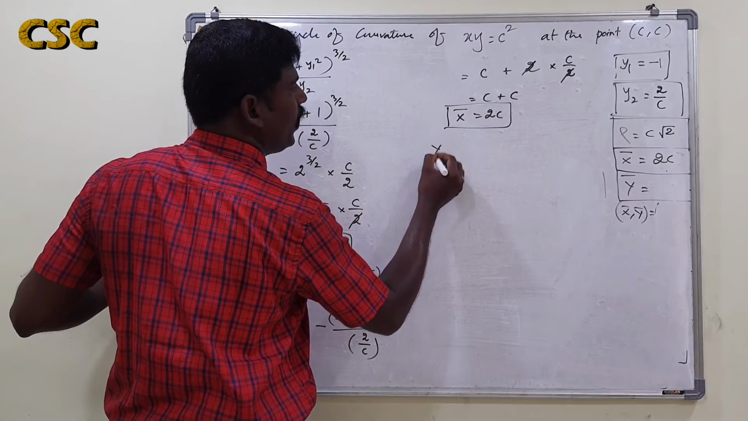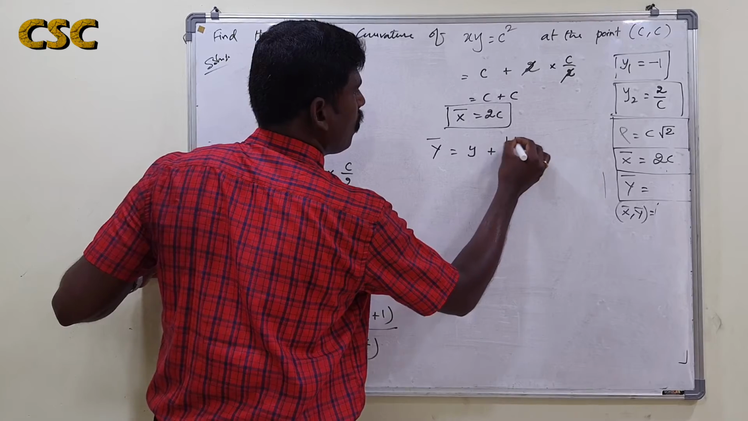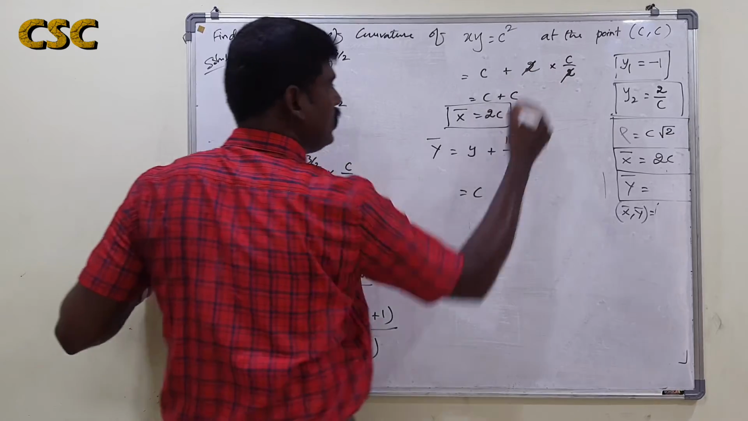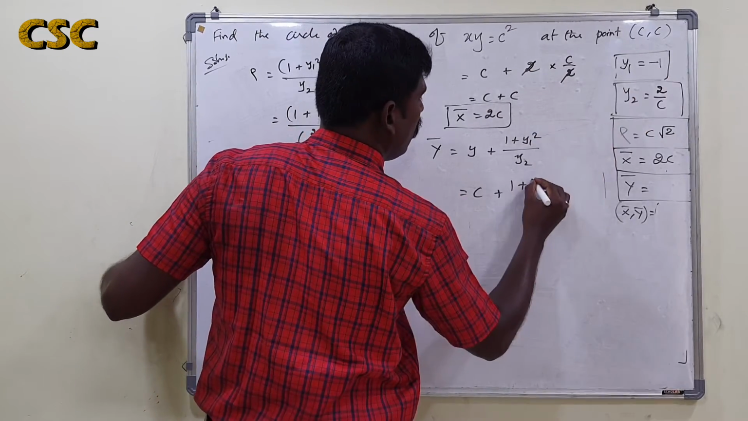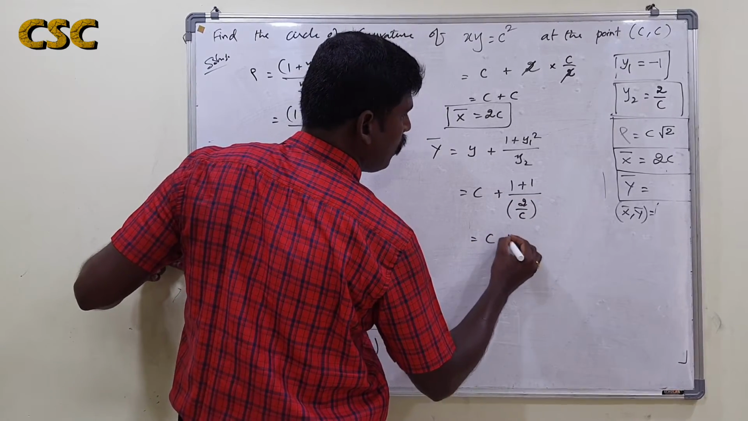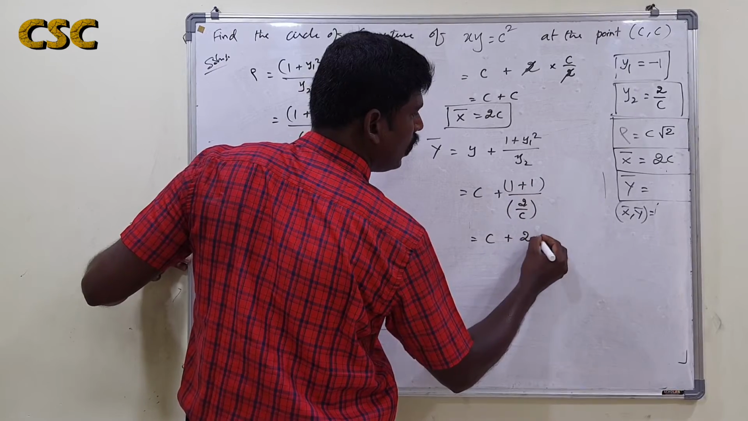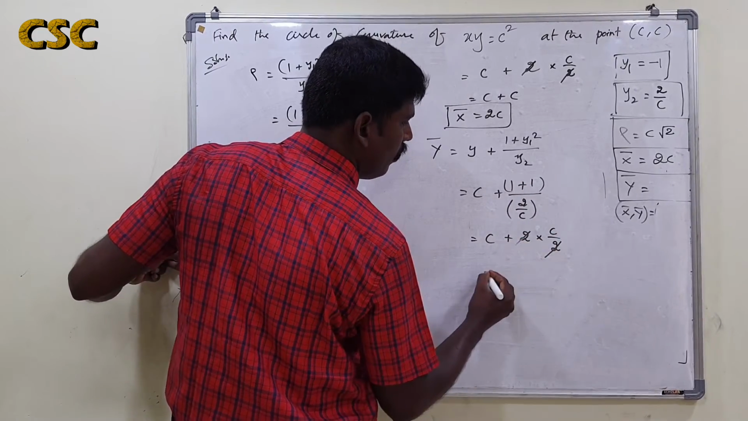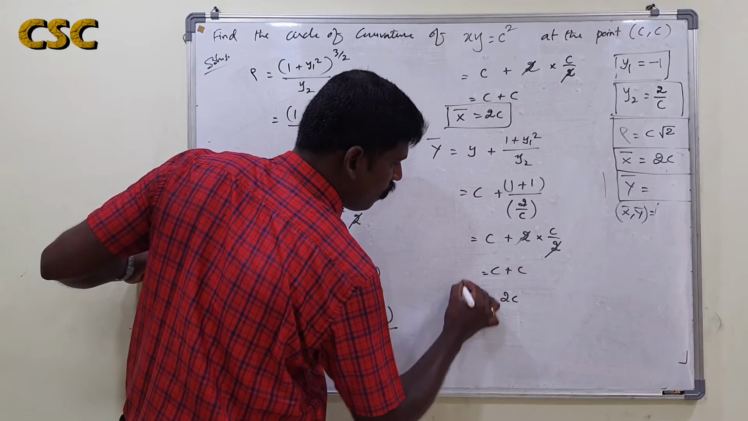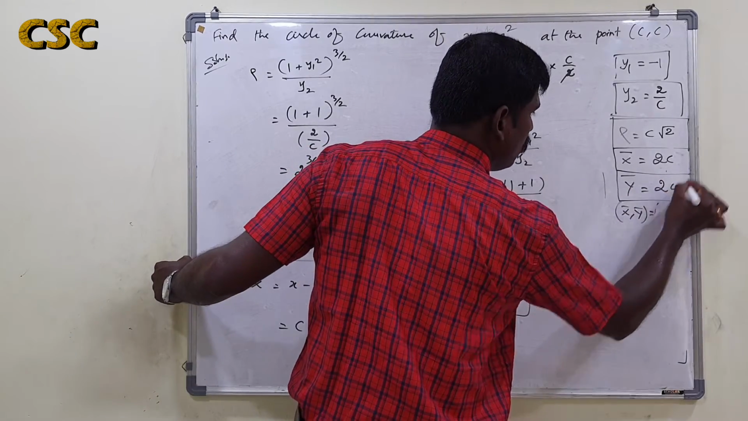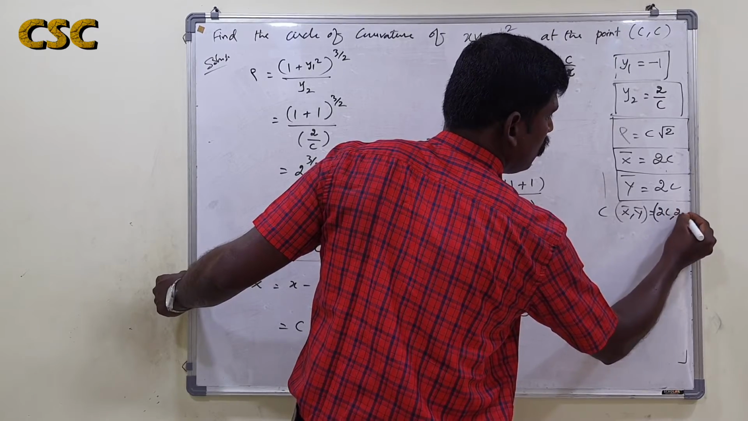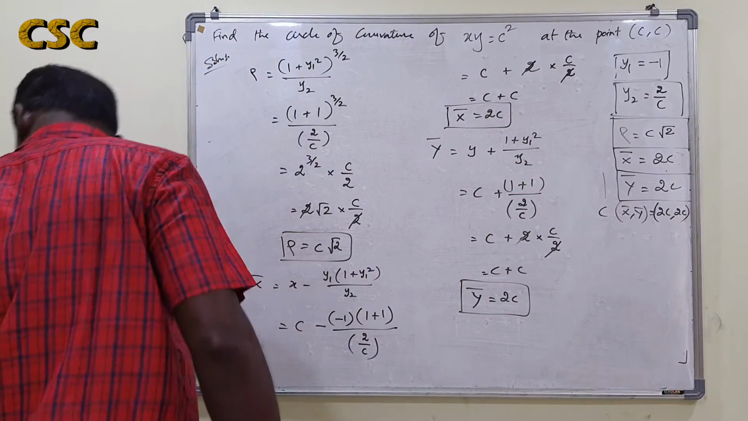Okay, and then go for finding y bar equal to y plus 1 plus y1 square by y2. What is the value of y at the point c? c, plus 1 plus y1 square, again 1 by y2 is 2 by c. That is equal to c plus 1 plus 1, 2 into c by 2, reciprocal multiplication. Again, you can cancel both of the twos. c plus c, it is 2c. That is also the value of y bar. y bar is also 2c. So what is the center? x bar comma y bar, 2c comma 2c is the center of curvature.